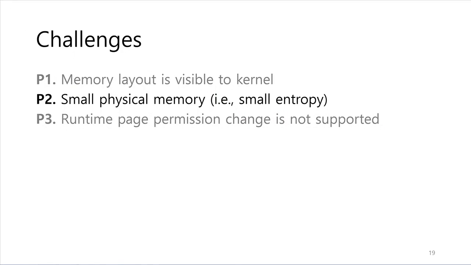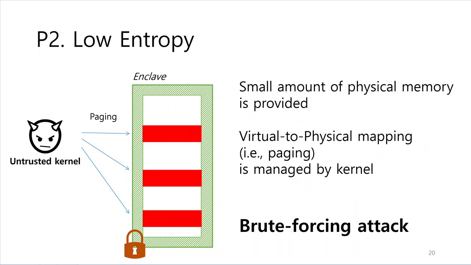And the second problem we must solve is, although we support ASLR, we can provide only a small amount of randomization entropy. This is because the current SGX hardware provides only a small amount of physical memory, and the virtual to physical mapping is managed by the kernel, like the traditional paging mechanism. So in the view of the kernel, there are only a small number of slots where it can guess there will be some memory object. So it can try brute-force attacks against the enclave.